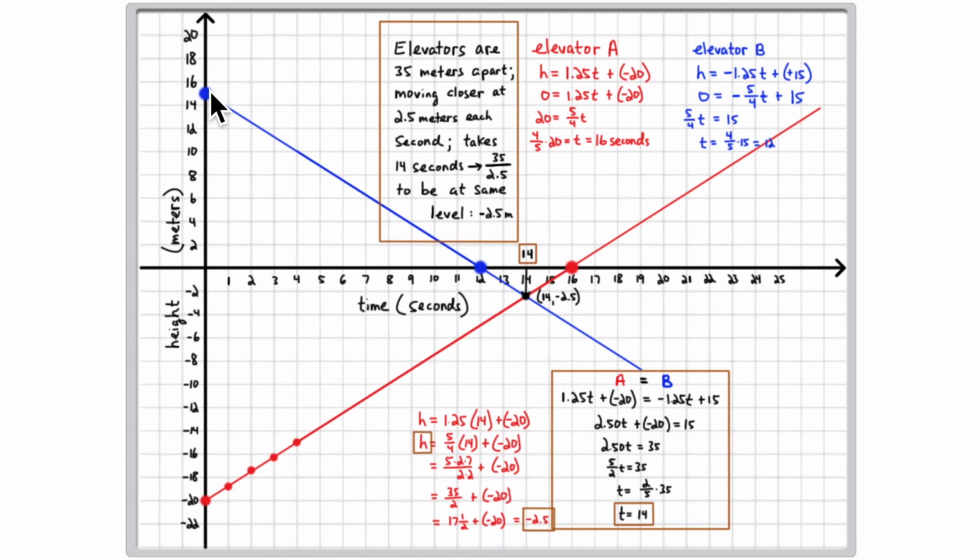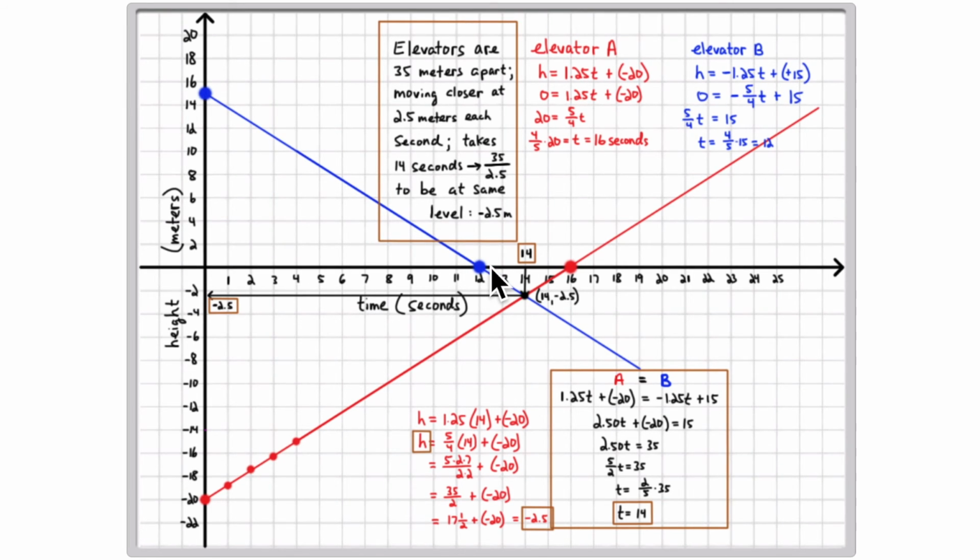This elevator travels down 17.5 meters to the point where they're at the same level. Well, that's 2.5 meters past the 15 meters it takes to get to ground level. Now again, you can use either equation. You end up at 2.5 meters below ground.